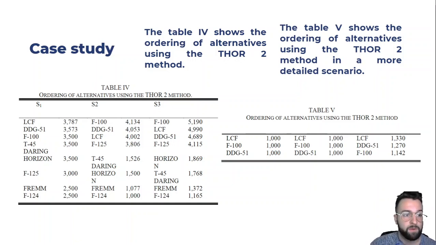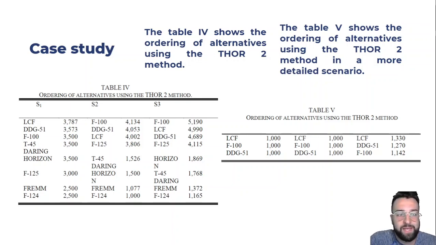Alright? In the results generated by THOR, the existence of 3 groups was found. The first group consists of the alternatives, and the second group consists of the other alternatives, okay? And here we have the different positions in S1, S2, and S3, okay? The third group consists of the alternative F124, which remains in the last position of all types of ordering, okay?